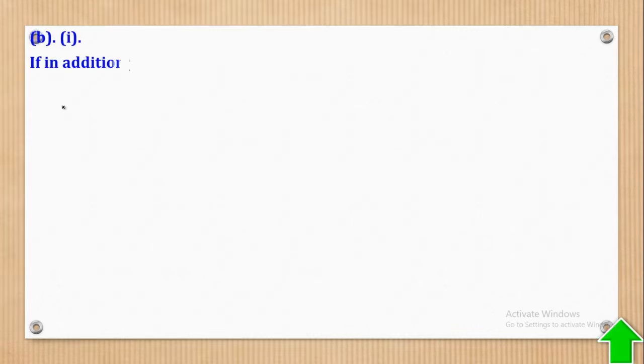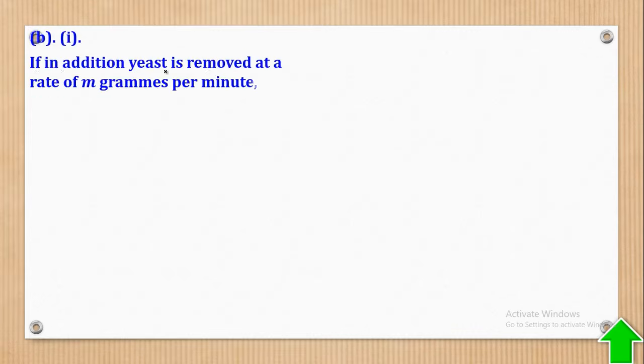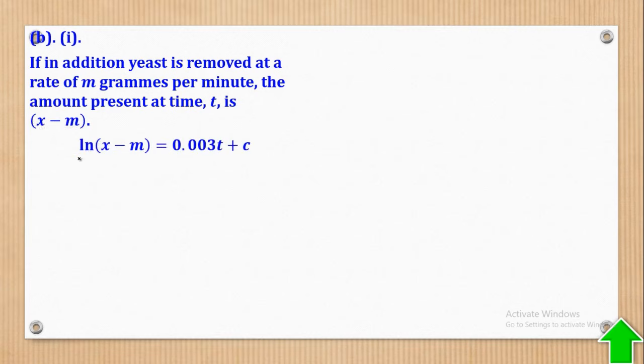So now we shall go to part B. If in addition yeast is removed at a rate of m grams per minute, the amount present at time t is equal to x minus m, because this m is being removed and this one is being added. Therefore, from the above equation, where there is x, we shall now put x minus m to come up with that line.